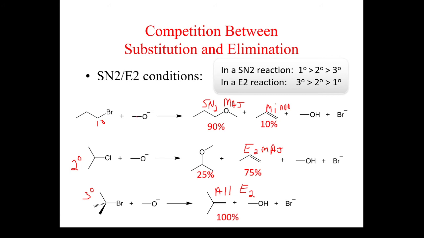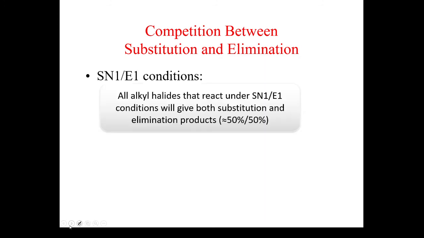So primaries in SN2, E2 conditions are going to go major SN2. Secondaries are going to be major E2. Tertiaries under one-step conditions are all E2. When we get to SN1, E1 conditions, it's usually a 50-50 substitution and elimination products forming. There is no major or minor. We'll get both the substitution and the elimination reactions equally.